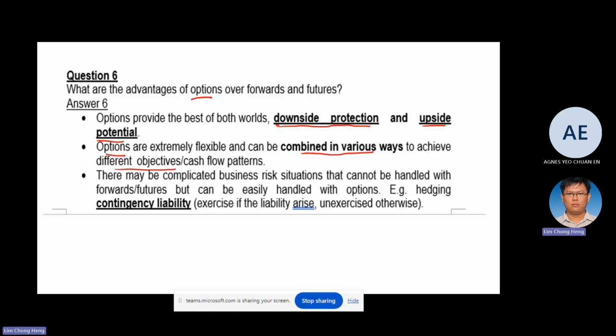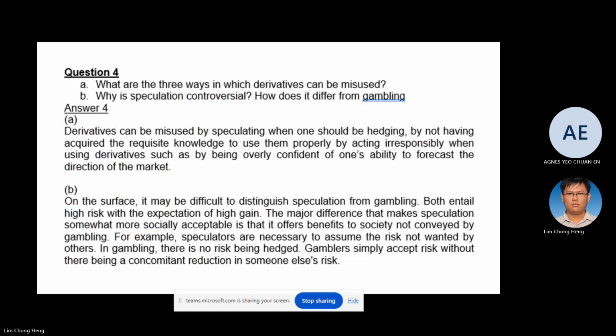Okay, this is the advantage of the option. Okay, question 4.